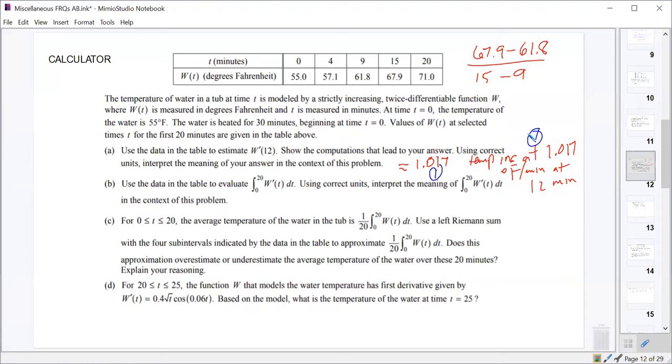All right. Part B, use the data in the table to evaluate the integral from 0 to 20 of W prime. Well, what's the integral of W prime? That's just W, isn't it? So we'll evaluate W from 0 to 20, which ought to be 71 minus 55, which is 16. And using correct units, interpret the meaning of that. So that should be, what would that be?